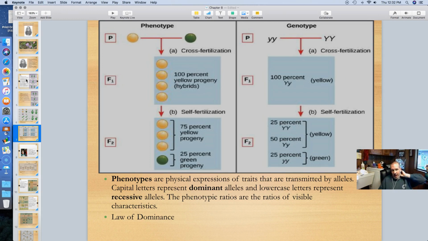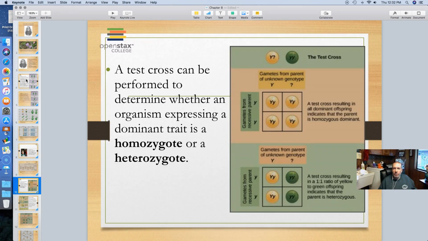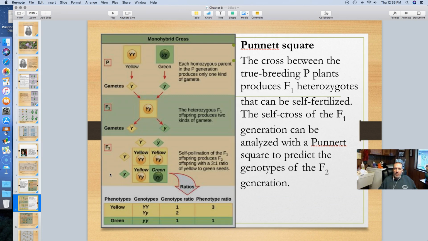Definitely need to understand how to do a Punnett square. Again, whether you're given the alleles to just put them together, or even if you're given an unknown allele combination, if you've got the offspring, then you can go backwards and figure out which allele is missing to understand what the genotype is of the parent. And again, more terminology, homozygous versus heterozygous.